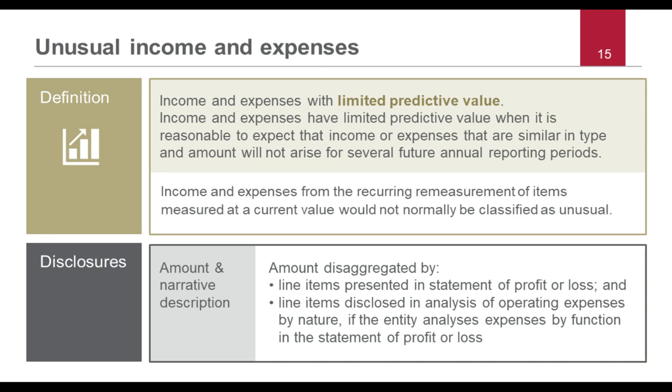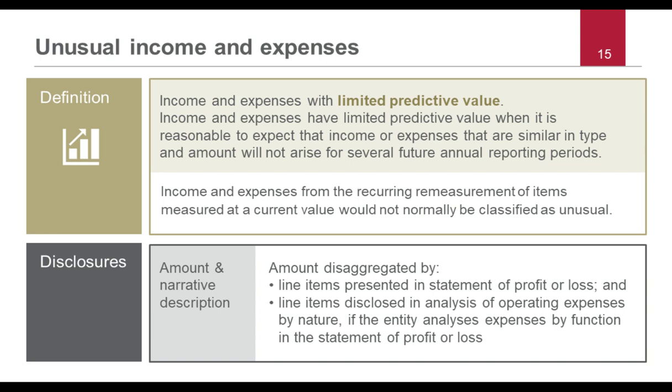Sure. So many companies currently already disclose items that they describe as unusual, or they use similar descriptions such as non-recurring or special. And companies tend to identify such items in different ways using different definitions. Some present them in the statement of profit or loss, some disclose them in the notes, and others adjust for these unusual type items when they're calculating their management-defined performance measures.